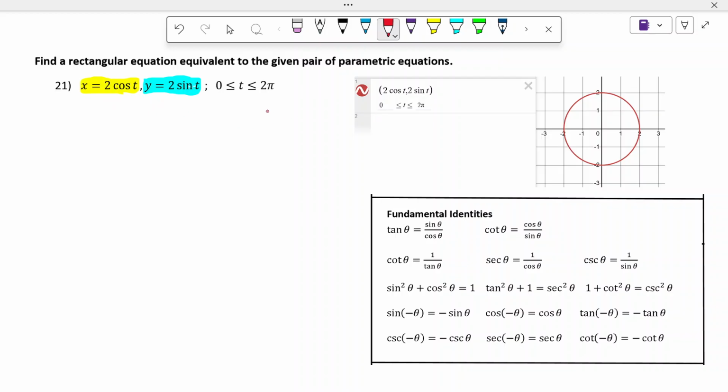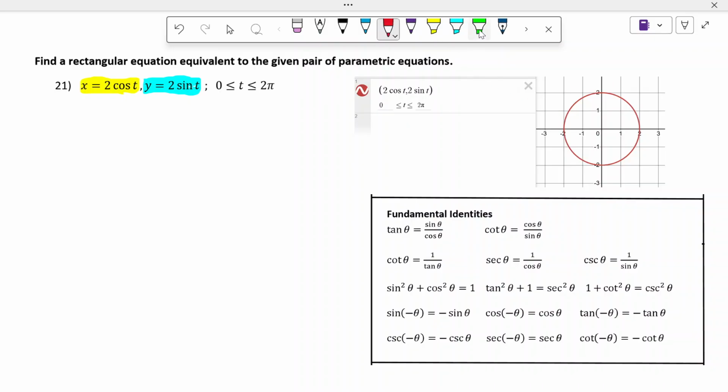We have to graph them within a certain time frame from 0 to 2 pi. Think of that as like the domain. That's like the domain for time, not necessarily the domain for x like we're used to. And so in Desmos, I graph it from 0 to 2 pi. And yet again, it gives us that circle.